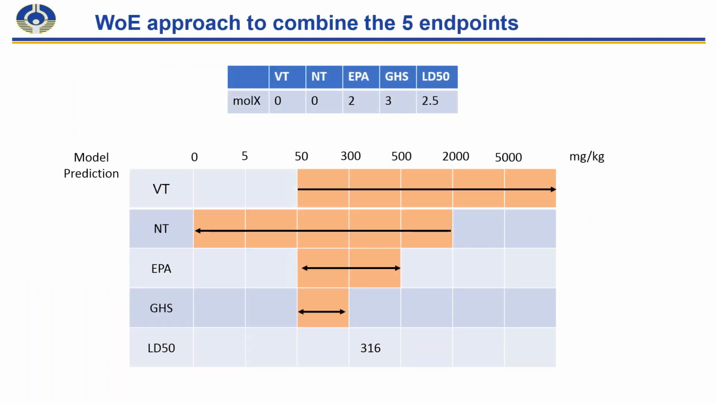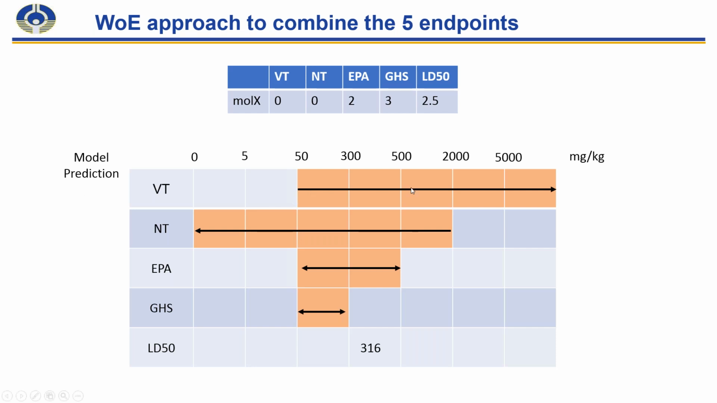So for molecule X, we had these 5 different consensus models representing the 5 different endpoints. For this particular chemical, the very toxic consensus model predicted a negative, so it's not predicted to be a very toxic compound. So it's not predicted to have an LD50 below 50 mg per kg per day. So that's what's reflected in that top row.